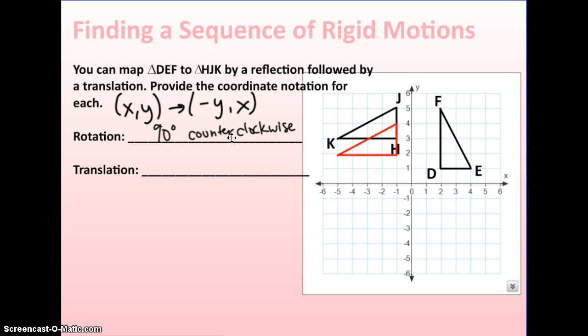To rotate 90 degrees counterclockwise, it's not quite so easy to see. So what I would do is switch my x and y and negate the y. D was 2, 1. So we switch those and it becomes -1, 2. Okay? Do that to all the points and you end up with this red triangle. Now, all I have to do is drag it up 1 and it will be equal to JKH. So all we have to do here is up 1.